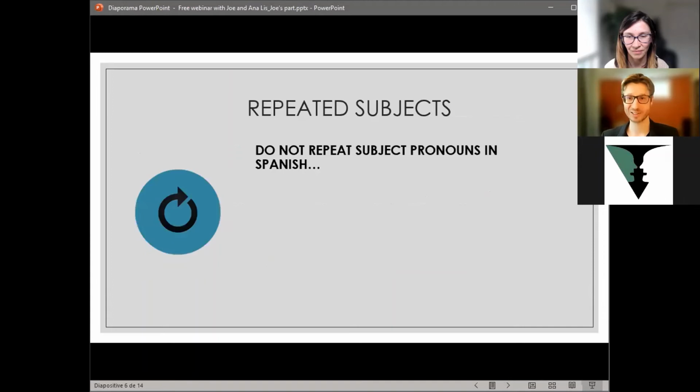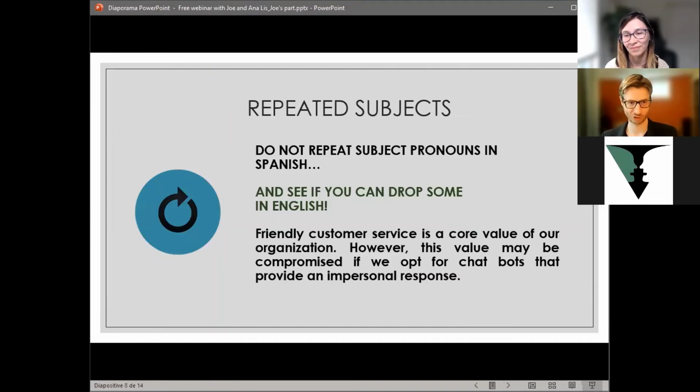Moving on to repeated subjects, this was Annalise's second point. She was saying that we shouldn't repeat subject pronouns in Spanish if we can avoid it. I thought that was a super interesting point, because what I've noticed in English is that translators have an unfortunate tendency to almost slavishly reproduce the subject when they see it in French. So I've taken an actual existing text. I didn't write this. I just tweaked it a little bit at the beginning to preserve confidentiality.